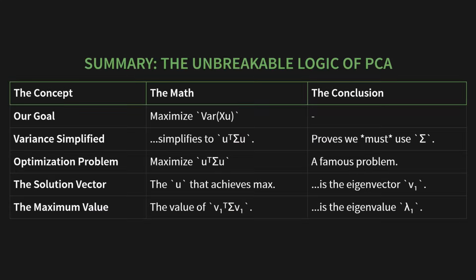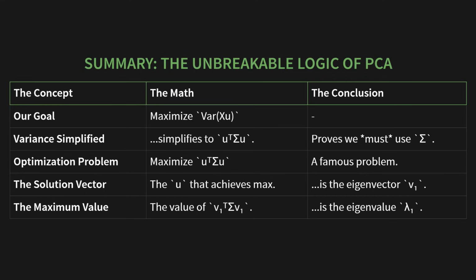Let's summarize the unbreakable logic of PCA. Look at this table. We started with a concept, our goal. The math was to maximize the variance of Xu. Then we simplified that variance, and the math showed it simplifies to u transpose sigma u. The conclusion? We have to use sigma. There's no other choice. Next, this gave us a new optimization problem. Maximize u transpose sigma u.